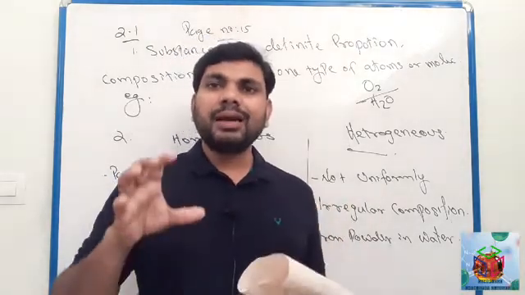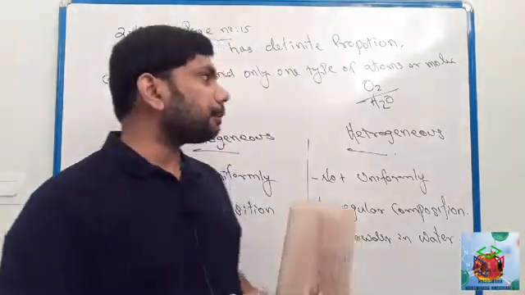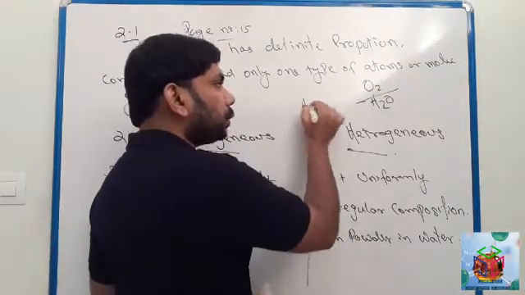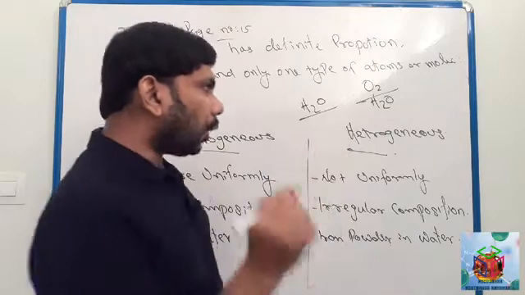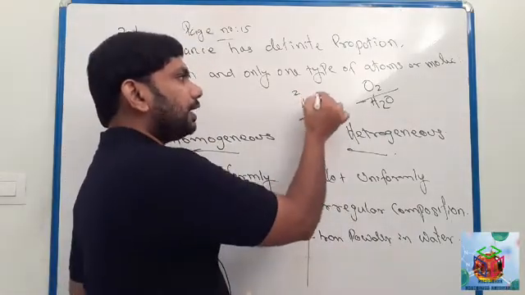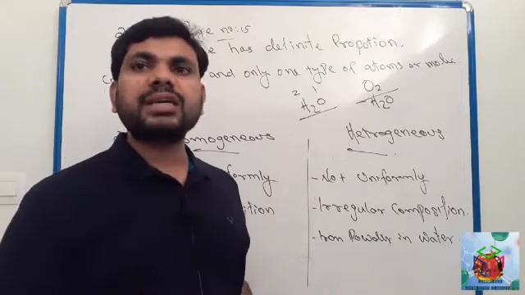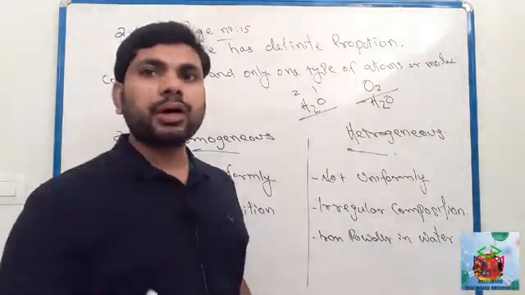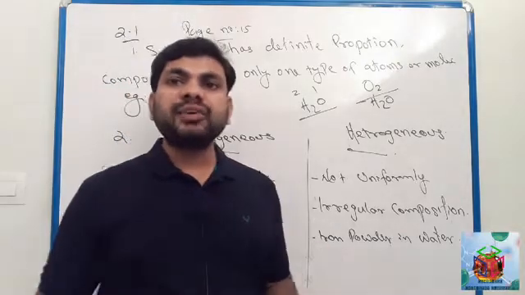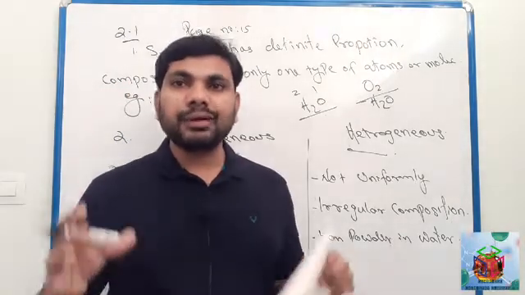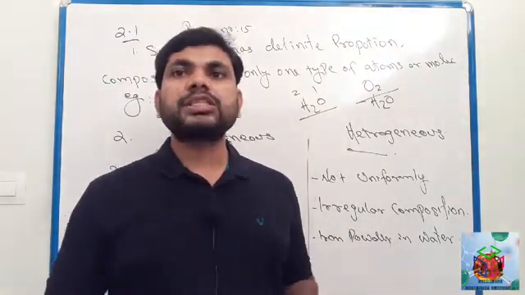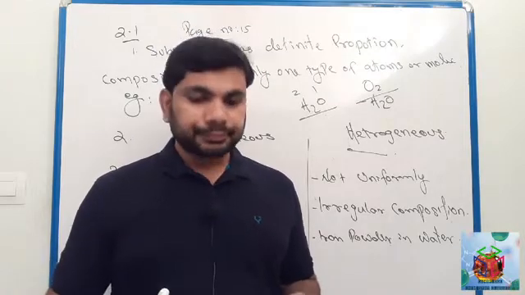So they have definite proportion. Definite proportion means H2O always contains 2 hydrogen and 1 oxygen. One molecule of H2O always contains 2 hydrogen and 1 oxygen. They have definite proportion, or definite composition. This is a pure substance. Clear?